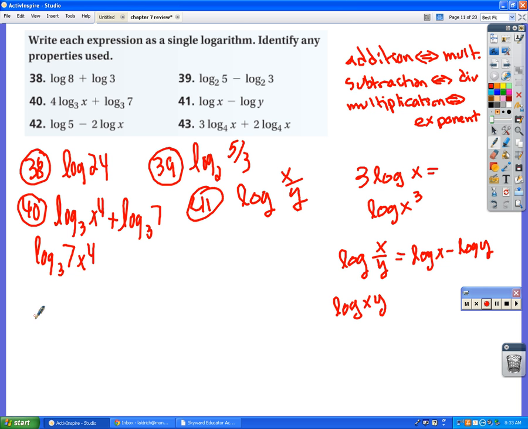All right, how about 42? What do we need to do with the 2? Make it an exponent. So the first thing I'm going to do is change it to log 5 minus log of x squared.